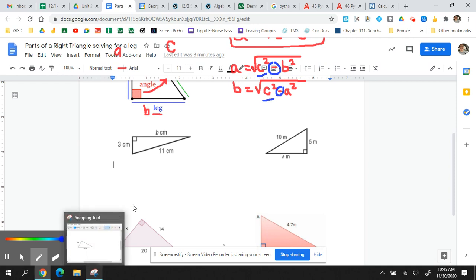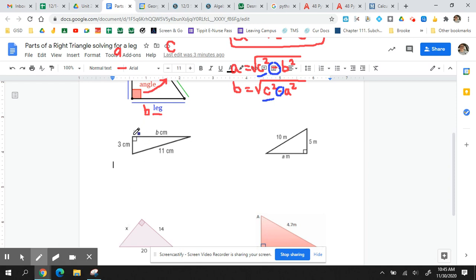So for our first set of examples, we notice on this that we have 3 centimeters, 11 centimeters, and we're looking for B. It tells us that we're looking for B. So I'm going to go ahead and label that that is my A, directly across from that 90 degree. That would be my C, okay? If I'm going to plug in, I'm going to have B equals, and I have C squared, so 11 squared minus A squared, so 3 squared.